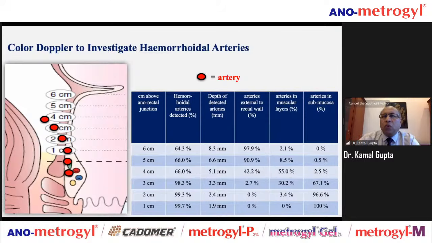So now we know the importance of ligation. The next thing is how deep we have to go and where exactly we have to go. Well, we are 2 to 4 centimeters above the dentate line. At that time, the depth of the vessels is just 3 to 5 millimeters. So that is the place where we are supposed to go and ligate the vessels. If we keep on going up, the depth of the vessel will keep on increasing and it will be very difficult to go for ligation.